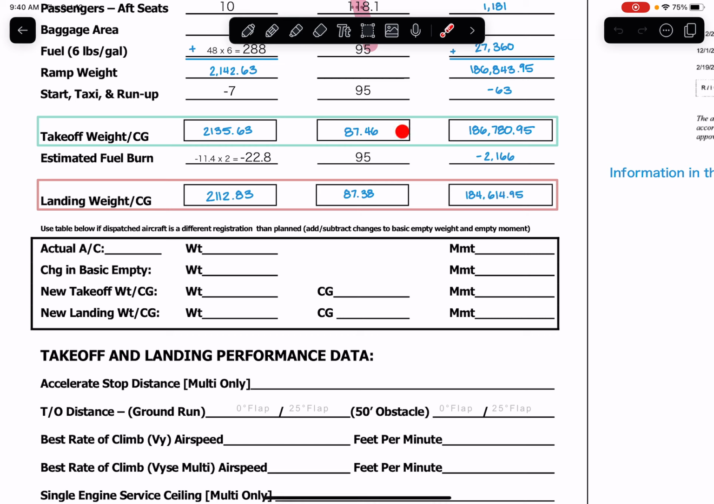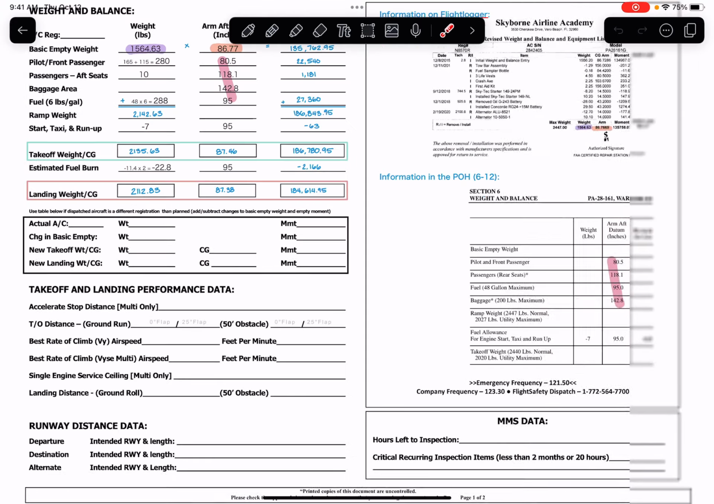So our takeoff CG is going to be 87.46 and our landing CG is going to be 87.38. As you can see, it's pretty much the same, but you can see our CG has moved slightly forward as opposed to our takeoff CG. Why is that? Because of where the arm of the fuel is. And now that we have both our takeoff and landing weights and CGs, we're going to utilize both of those to get our performance data for takeoff and landing.